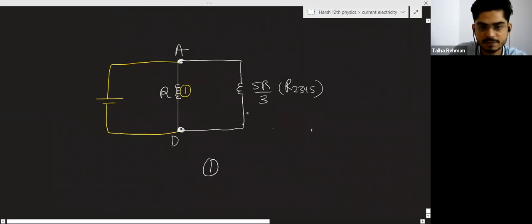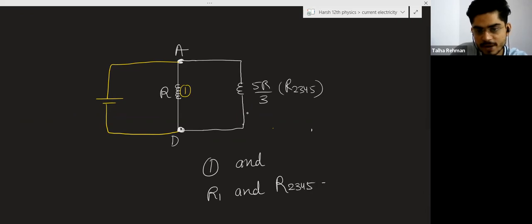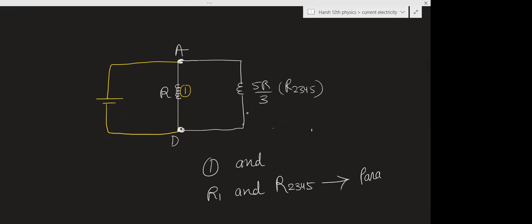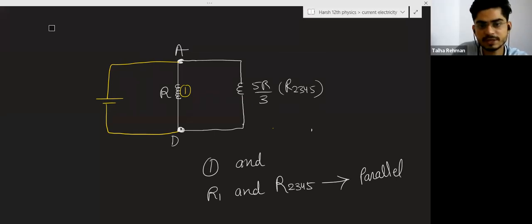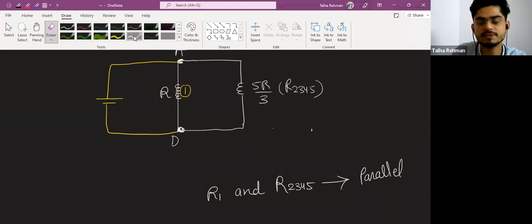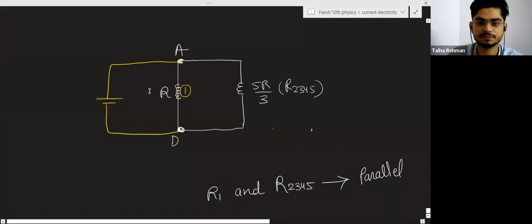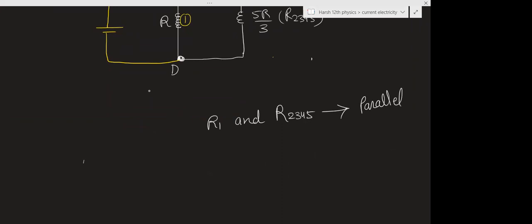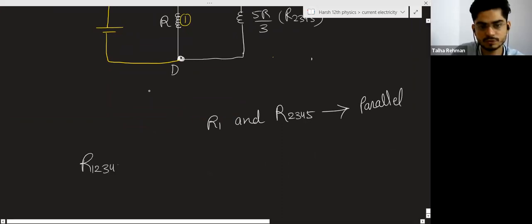Yes, sir. You can say resistance R1 and R2, 3, 4, 5 are connected in parallel combination. Can you find the resultant of this and this? Please try. Yes, sir, I'll try. By the same method, multiplication first and after that the addition. So the resultant will be R1, 2, 3, 4, 5. Just find and tell me the answer. I am waiting for the answer.